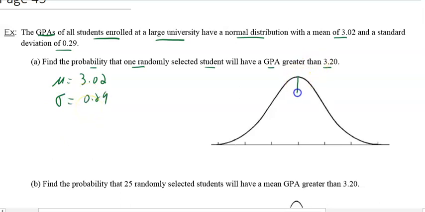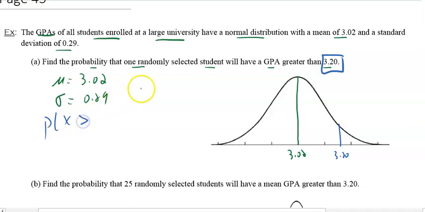So if the mean is 3.02, isn't 3.2 to the right of that? Somewhere to the right. Again, this is not to scale. So when you say find the probability that one randomly selected student will have a GPA that is greater than 3.20, isn't that to the right?